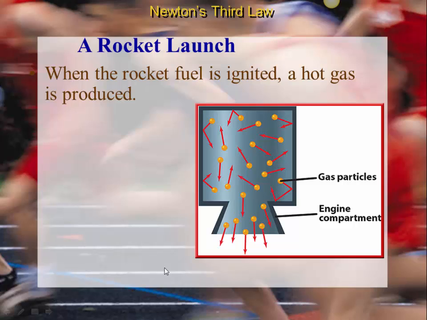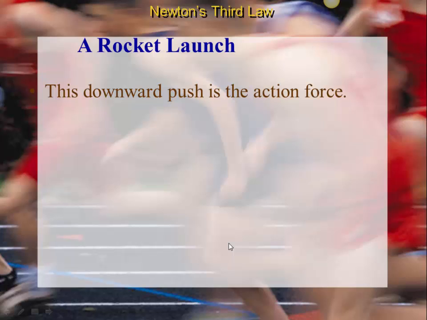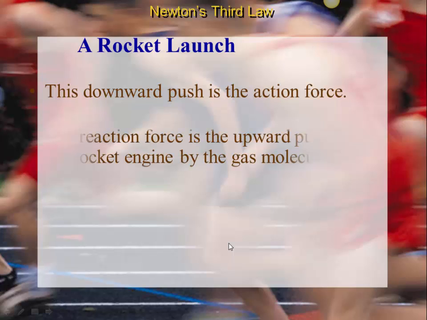So this is kind of exactly how rockets work. So when rocket fuel is ignited, a hot gas is produced. As the gas molecules collide with the inside engine walls, the walls exert a force that pushes them out of the bottom of the engine, giving it that lift. So this downward push is the action force. The reaction force is the upward push on the rocket engine by the gas molecules, and that's what gives the rocket its push to go up.